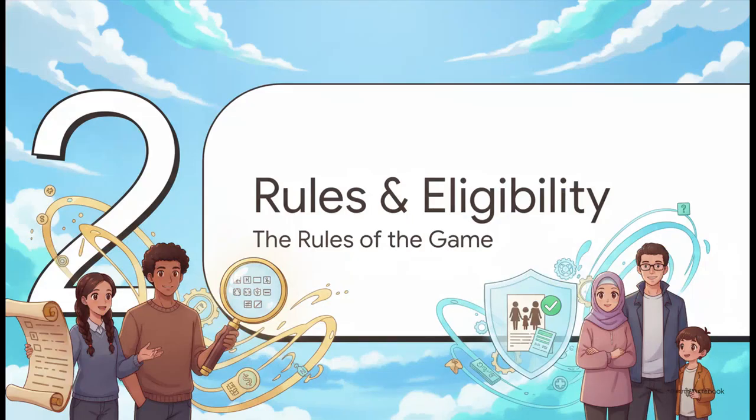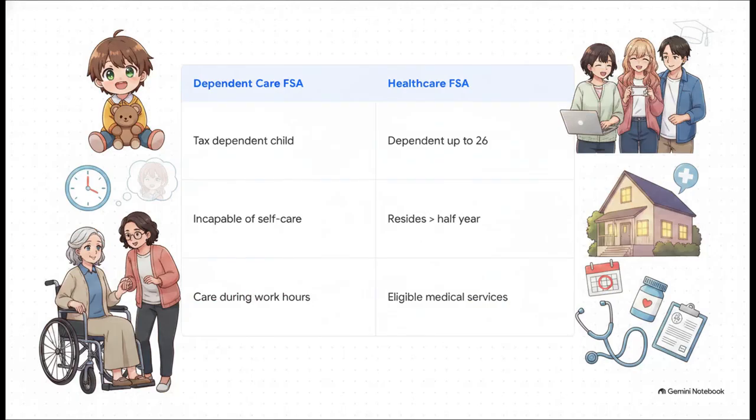Section 2. Eligibility and plan documentation, the rules of the game. All right, now that we know where to go, we really need to know the rules. Let's be honest, avoiding the massive pain of a denied claim starts entirely with understanding exactly what expenses and which dependents are actually eligible. What's really fascinating here is how distinctly different the rules are for dependent care versus healthcare FSAs. For a dependent care FSA, the funds can only be used for a tax-dependent child under the age of 13 or a dependent who is physically or mentally incapable of self-care.